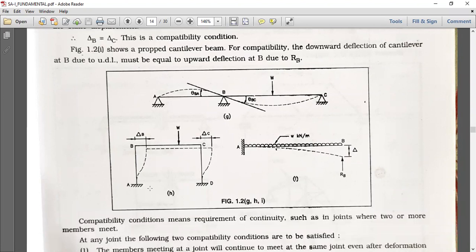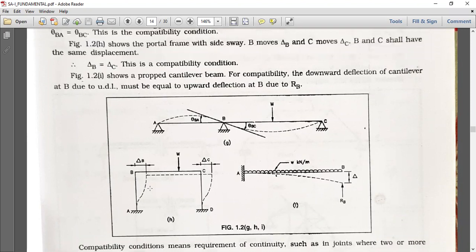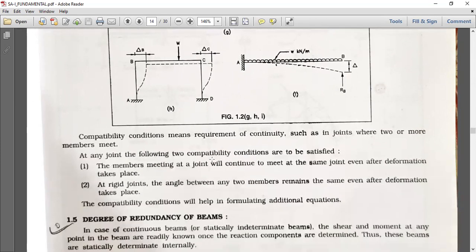Figure H. There is a frame called a portal frame in which delta B and delta C are produced due to the loading condition. But the loading at a particular instant is divided over the whole beam. That's why the amounts of delta B and delta C are similar. Similarly, for a propped cantilever beam, the deflection is equal to the reaction and the support shrink. That's why delta is equal to RB.